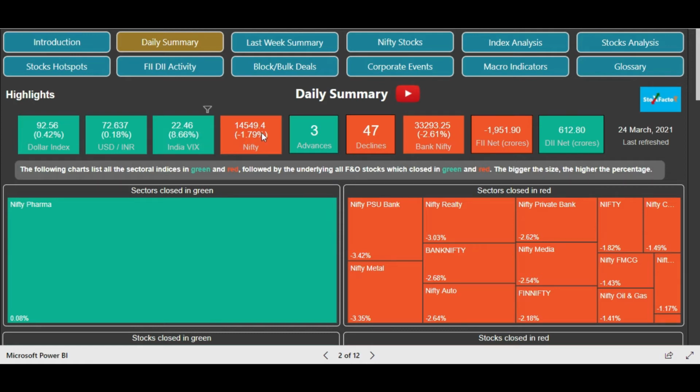Then we come to the Nifty, then the Nifty stocks advances and declines, then the Bank Nifty, and FII's net outflow or inflow as of today. You can see the number is in red. It means FIIs have been net sellers today and DIIs have been net buyers today.